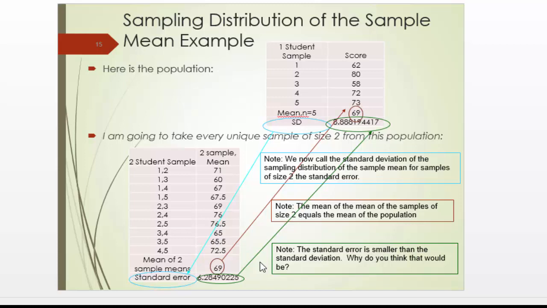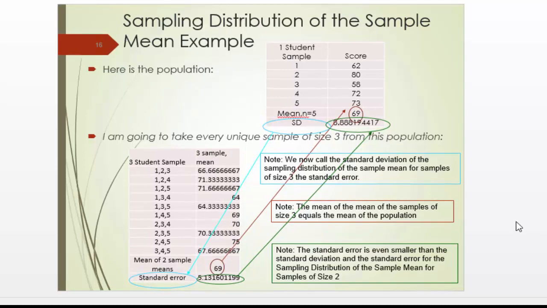The law of large numbers said the more in my sample size, the better the guess becomes. So my standard error becomes a little bit less. The standard deviation, that is, of the sampling distribution for samples of size 2, because my guess on the population mean becomes better and better.